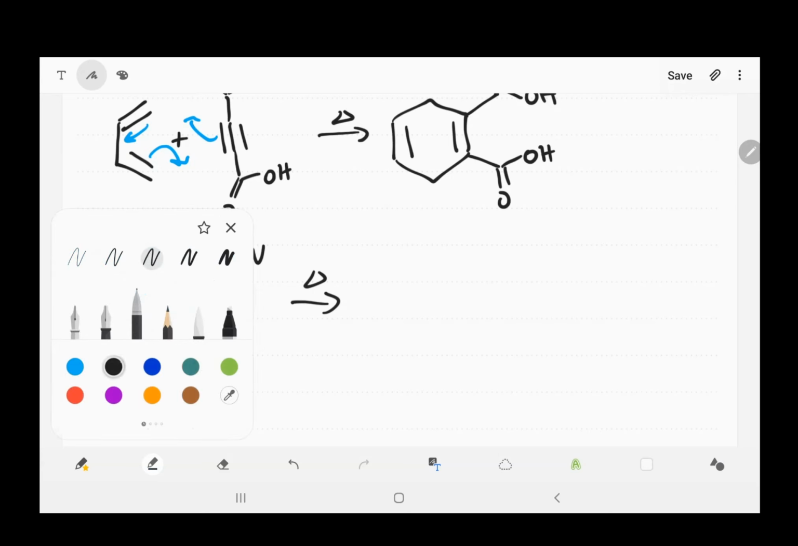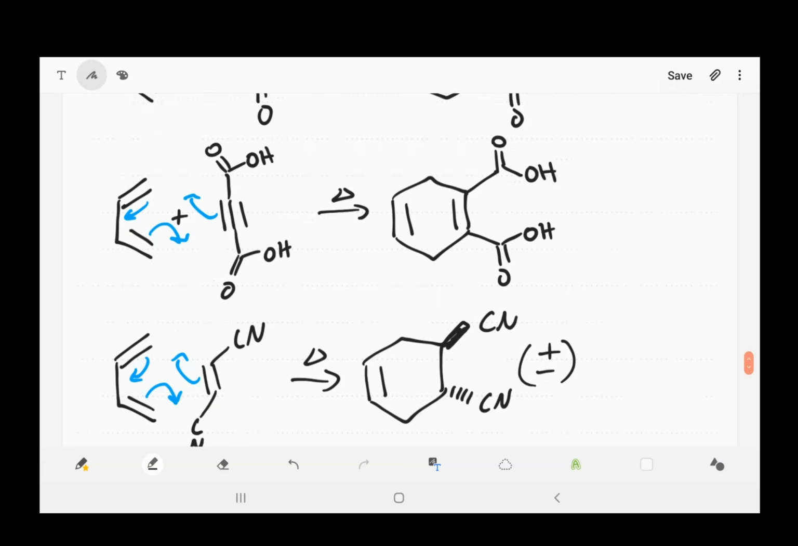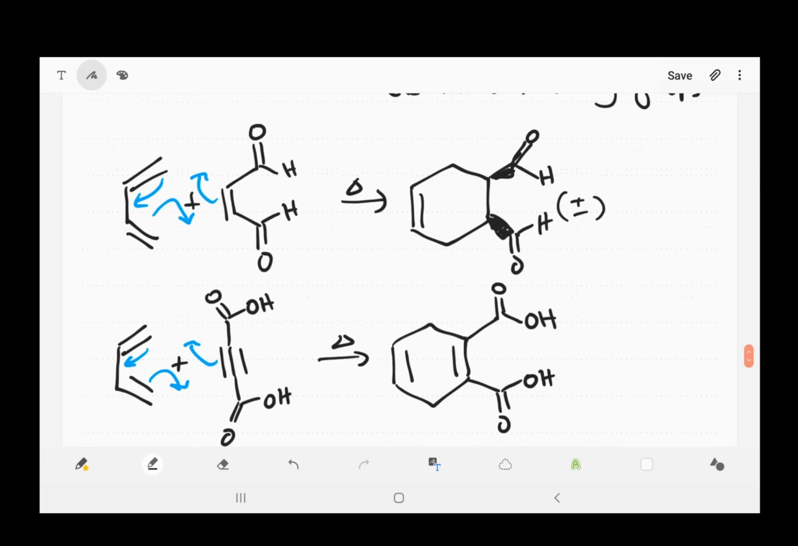We're going to end up, because these guys are trans to each other, same idea. They're going to be trans to each other in the product as well. And you'll still have your enantiomer. So if you had a trans alkene as your dienophile, you will end up with a trans relationship between your substituents in your product. If you had a cis alkene as your dienophile, you're going to end up with a cis relationship in your product.